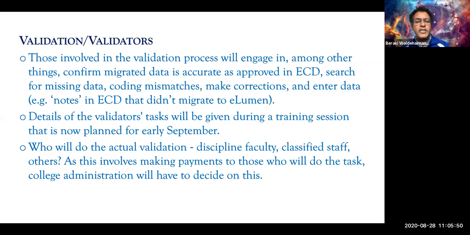So what validation means is we will have to confirm whether migrated data is correct and that there are no coding mismatches, no missing data. If there are errors, we have to make the corrections and enter data as well. So all this will be under validation. So this will be the first process. Before eLumen can launch, we must make sure that everything that was in ECD has correctly transferred into eLumen. What validation means is not limited to what I said earlier. So details of what validators will do will be given in detail during the training sessions that are planned in early September.